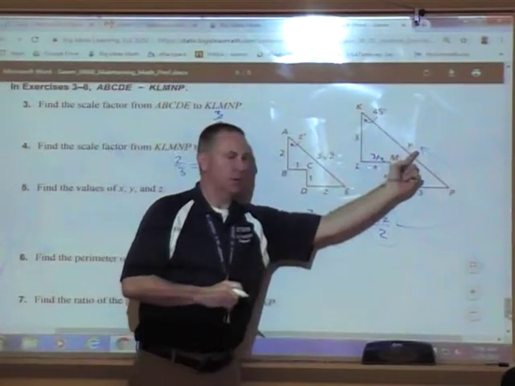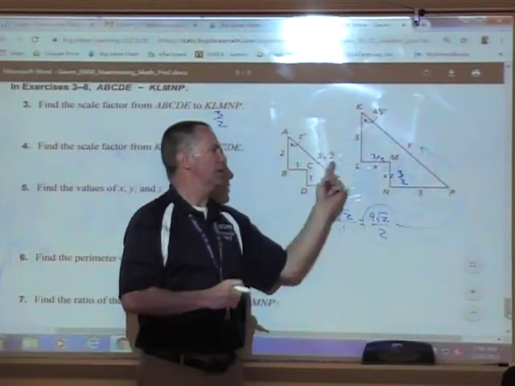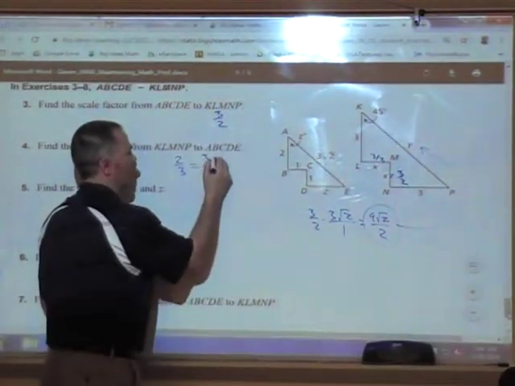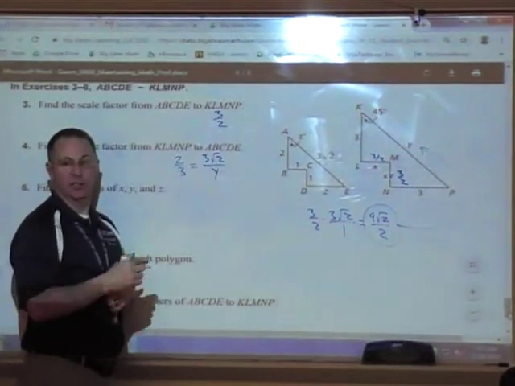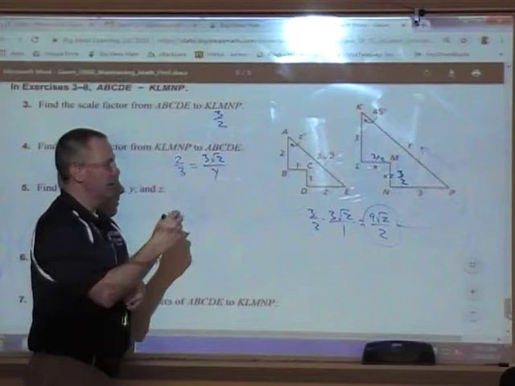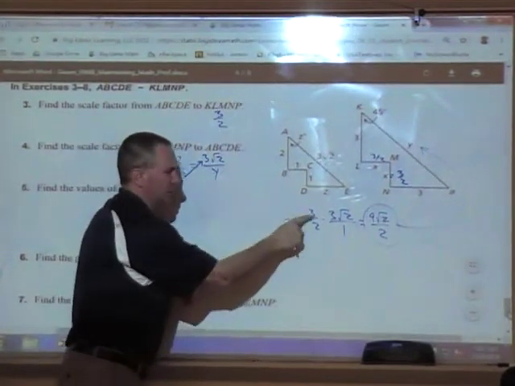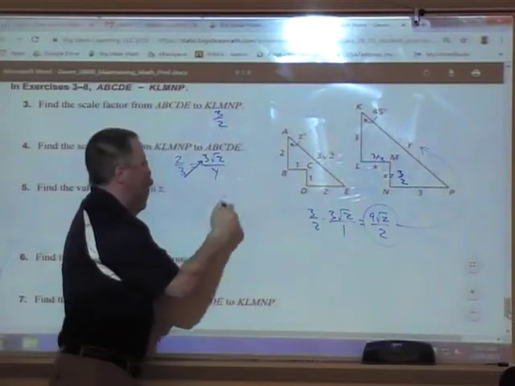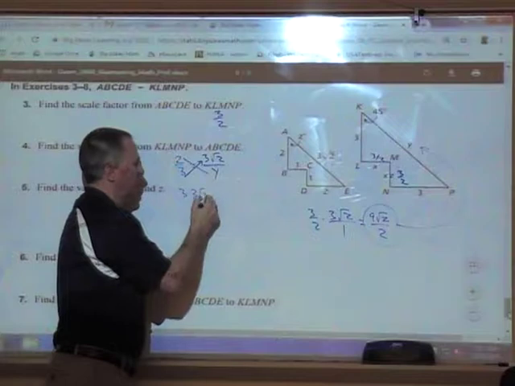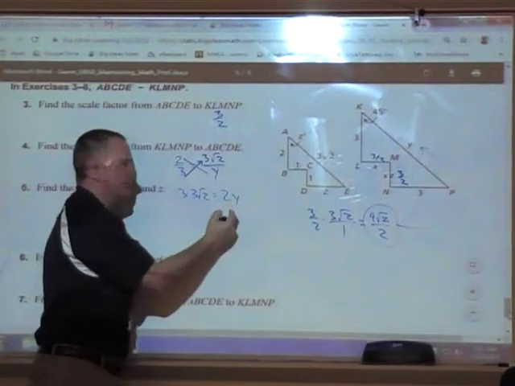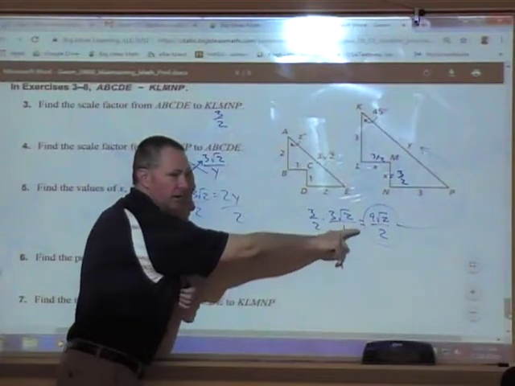3 square root of 2 is to y. So small to large, small to large. 2:3 as 3 square root of 2 is to y. And look what happens when we do this. Watch. Here, we look up here. Cross multiply. 3 times 3 square root of 2, and 2 times y. So 3 times 3 square root of 2 equals 2 times y. We divide off the 2. That's what we have right here.